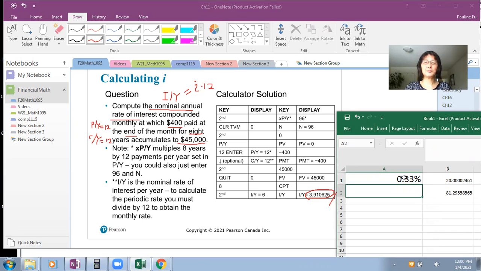See, this is the periodic interest rate. To get the nominal rate, you have to multiply this rate by 12. See here, periodic rate multiplied by 12, you get the annual rate, the nominal annual rate. 3.911%, the same as we get from the calculator. All right.